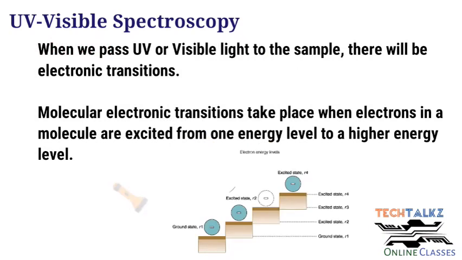If you pass UV or visible light rays to the specimen, there will be electronic transitions. That means the electrons in the lower energy states of the specimen atoms will absorb the light rays and move to the higher energy levels. This is called electronic transitions.